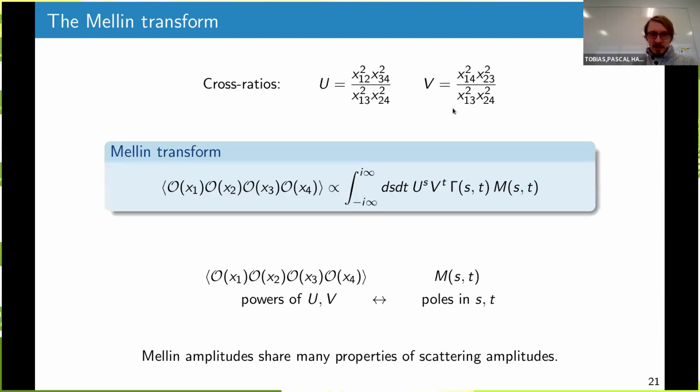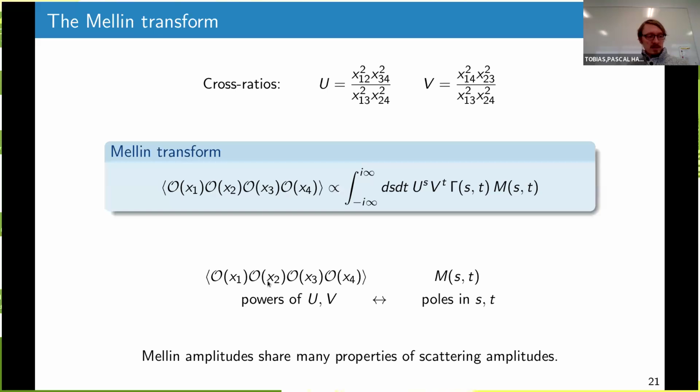So let's start with the Mellin transform. This CFT correlator can be defined in terms of the cross ratios U and V. And the Mellin transform is roughly this integral transform, where gamma is a fixed prefactor. And what this does is it relates poles in the Mellin amplitude M to powers of U and V. So if we pick up a pole here in the integral, the location of the pole will appear in the power of U and V.